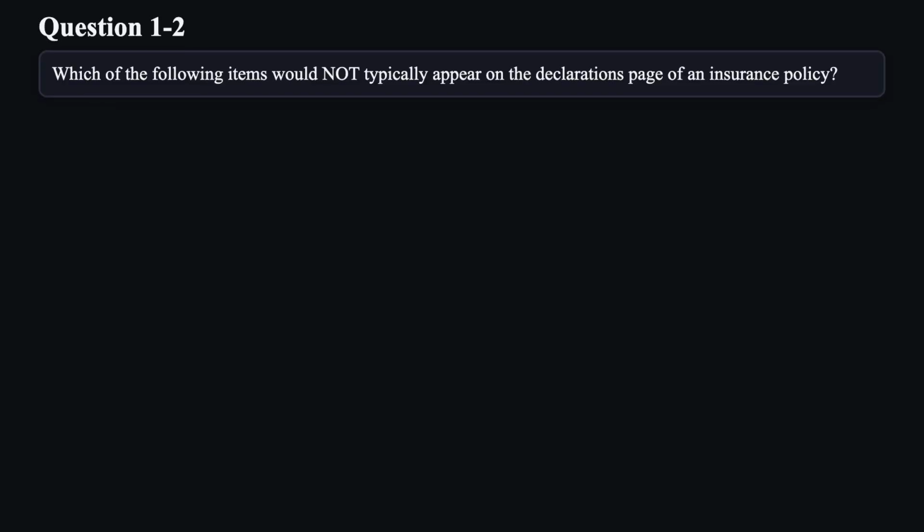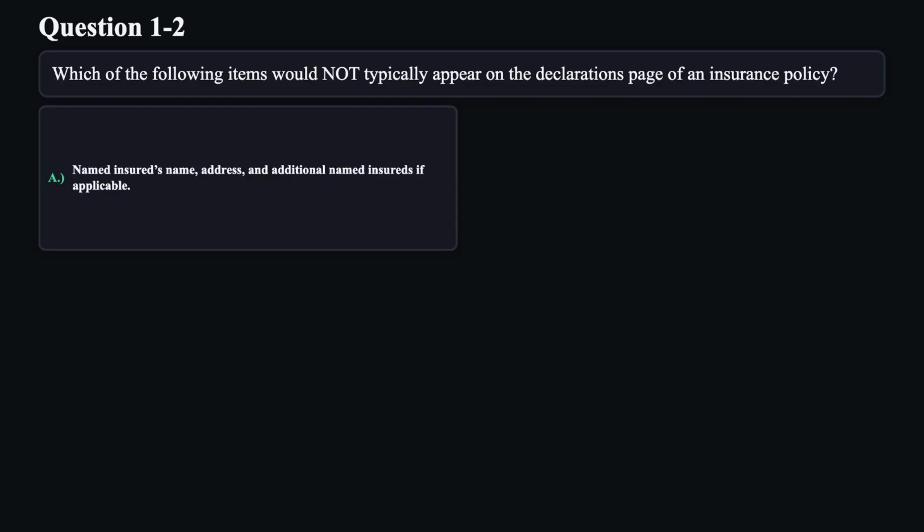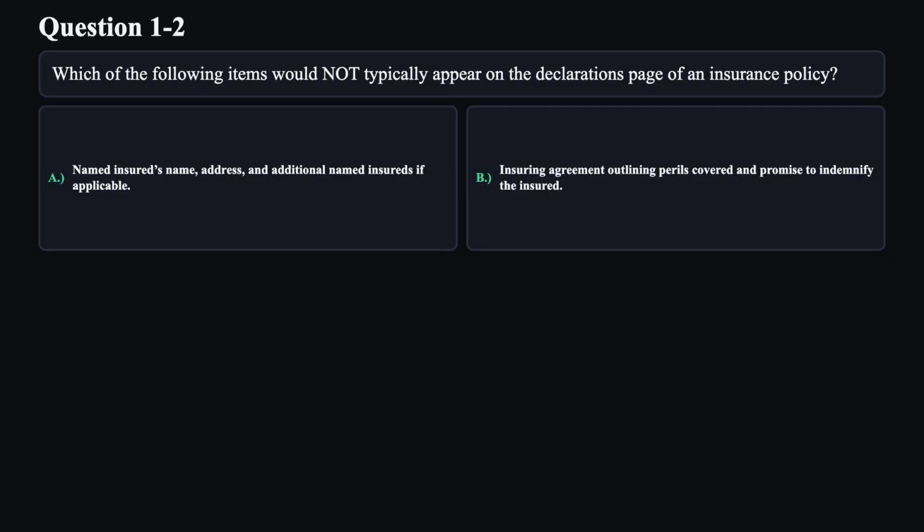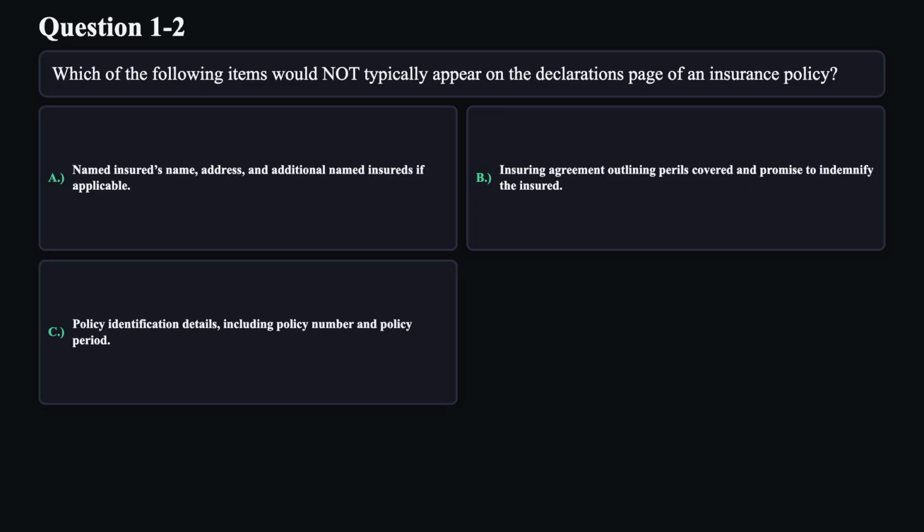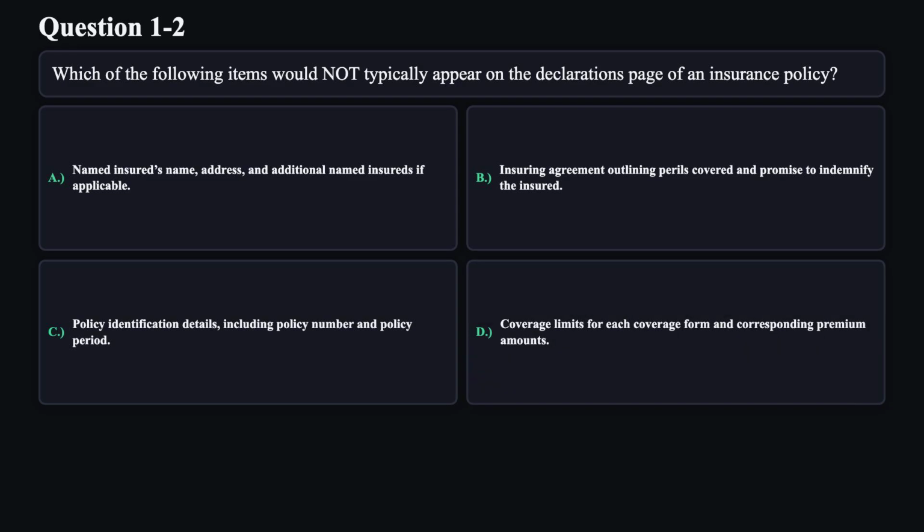Question 2. Which of the following items would not typically appear on the declarations page of an insurance policy? A. Named insured's name, address, and additional named insureds if applicable. B. Insuring agreement outlining perils covered and promise to indemnify the insured. C. Policy identification details, including policy number and policy period. D. Coverage limits for each coverage form and corresponding premium amounts.